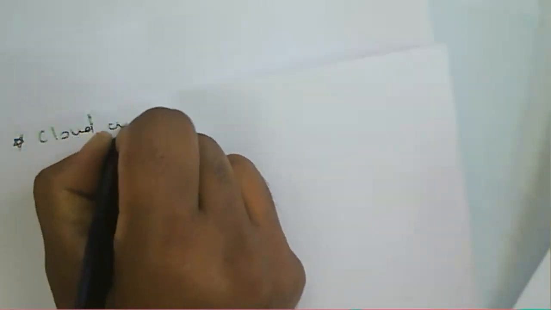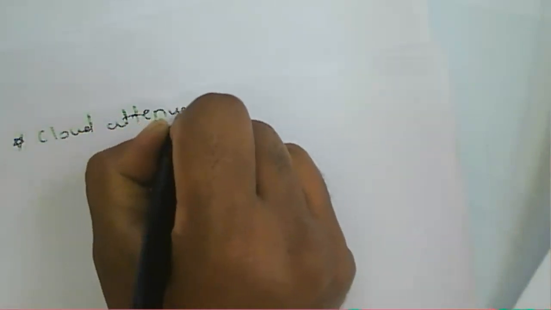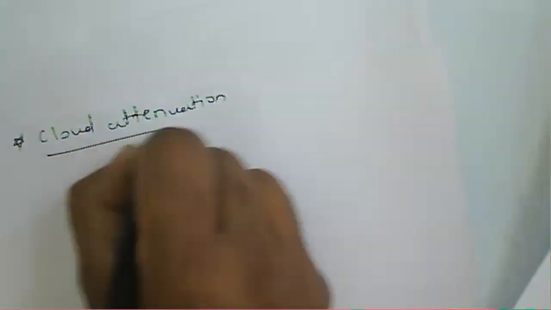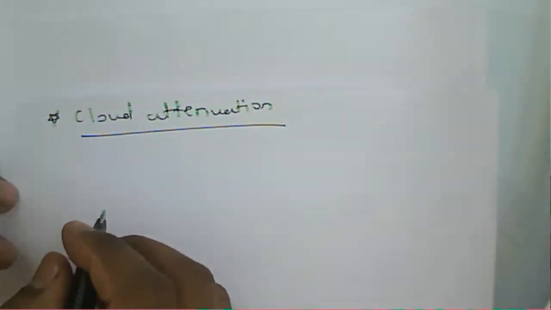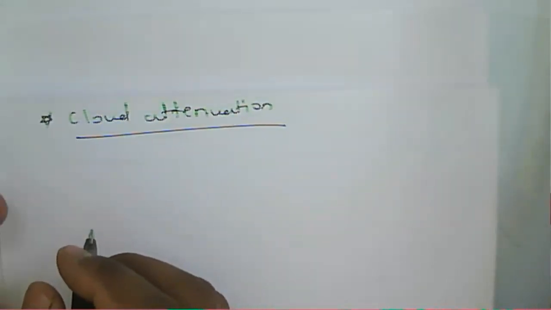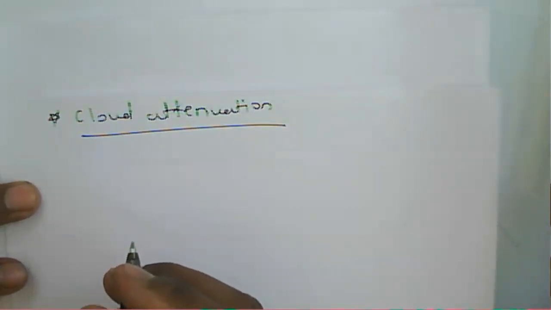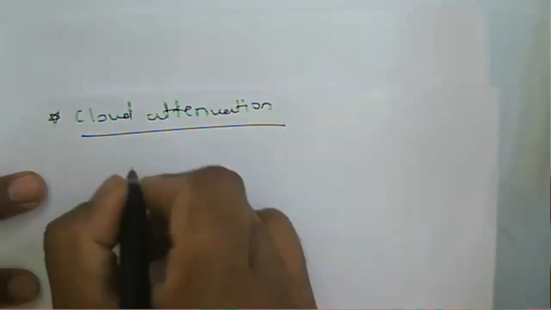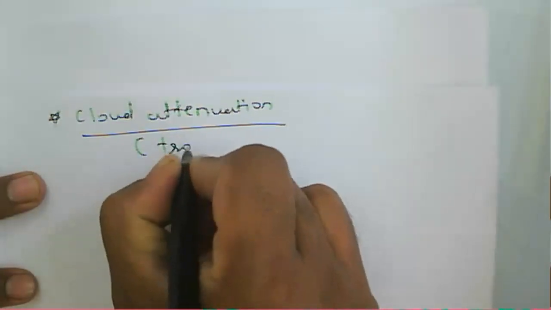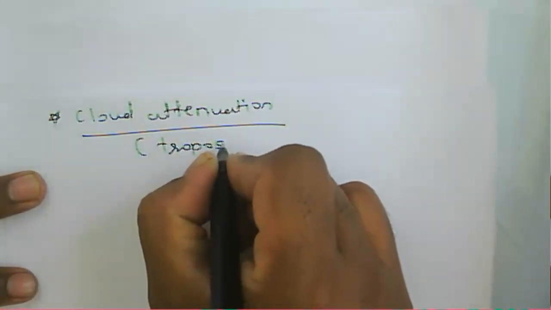Now next we consider cloud attenuation. So what happens? Cloud attenuation occurs in the tropospheric region, or the troposphere. Generally we say that clouds are present in the troposphere.